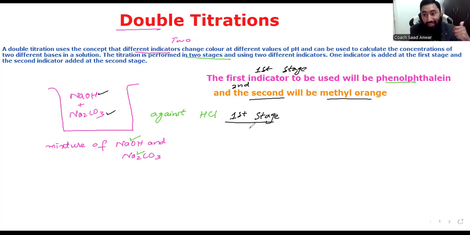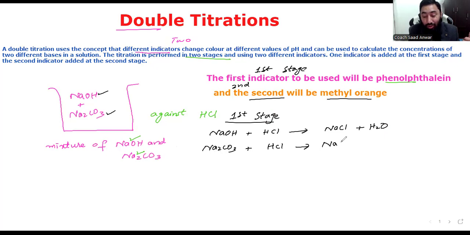So in the first stage, the reaction will be like this. Sodium hydroxide, a very simple neutralization reaction, will react with hydrochloric acid and you will get NaCl plus H2O. In the second reaction, sodium carbonate, which is another base of the mixture, will react with HCl. Guys, what will form? You will write carbon dioxide. But remember here, sodium chloride will be produced and sodium hydrogen carbonate will be produced.